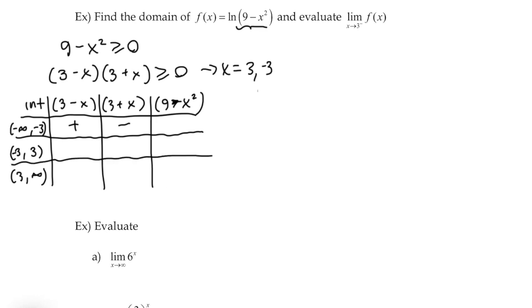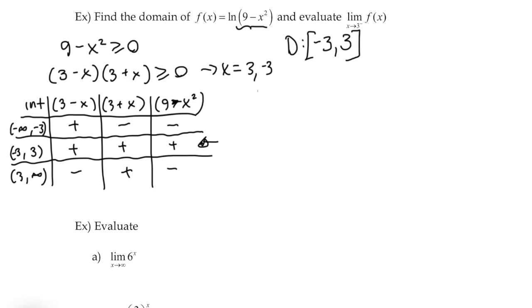Okay, between negative 3 and 3, let's say x is 0. 3 minus 0 is positive. 3 plus 0 is positive. And then between 3 and infinity, let's say x is 4. 3 minus 4 is negative 1, so that's negative. 3 plus 4 is 7, so that's positive. So if we're multiplying the two together, this will be negative, positive, negative. So this is our domain. Because it actually has to be greater than or equal to 0, we can include the end values as well. So the domain is from negative 3 to 3.